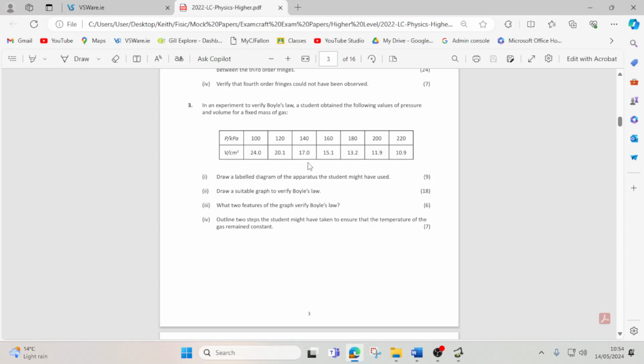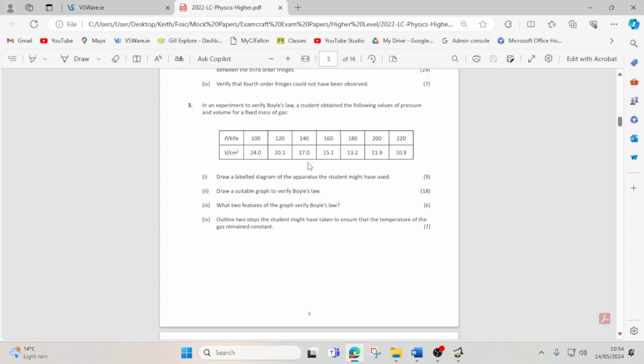Now, an experiment to verify Boyle's law should obtain the following values of pressure and volume for a fixed mass of gas. At least I can show kilopascals, so it's 100,000 pascals. But if you get your kilopascals on the graph, that's fine. But ask for correct labels: P is on the y-axis in kPa, going up in hundreds, and V in centimeters cubed.